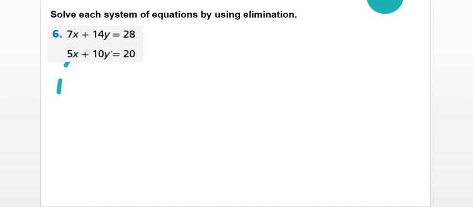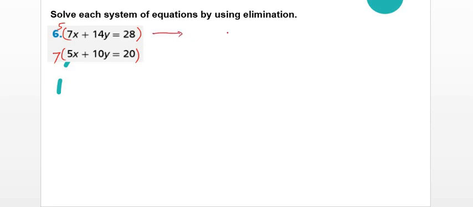Okay, now how can I equate the coefficients? I want to equate the coefficients either of x or of y. Let's try with x. Multiply this equation by, let's say, 5 and multiply this equation by 7. If you do not understand, just take this coefficient, multiply it with the first equation, and take the coefficient of x of the first equation and multiply it with the second equation. This is the easiest way to understand it, right?